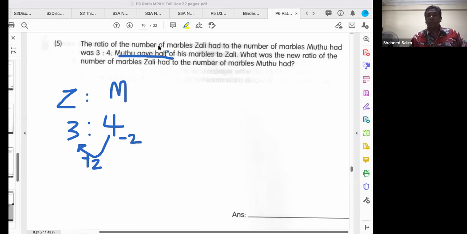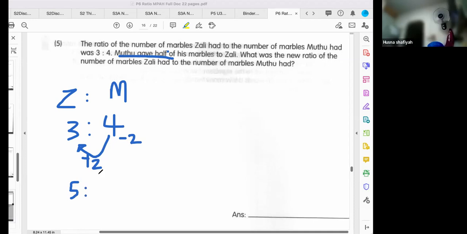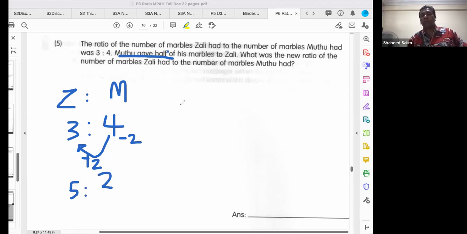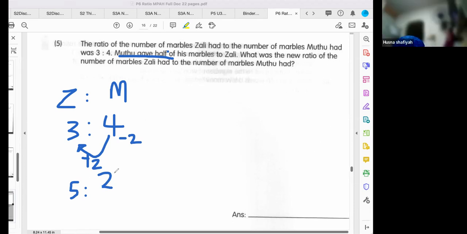Okay, well done. So in this case, you have read this part. Mutu gave half. So you look at here, what you have 4. So what is half of 4? You say 2. So he gave Zali 2. So Zali has 5. And then down here we'll have 2 because minus 2. Yes, question? Okay, well done. This is the correct answer. 5 is to 2.